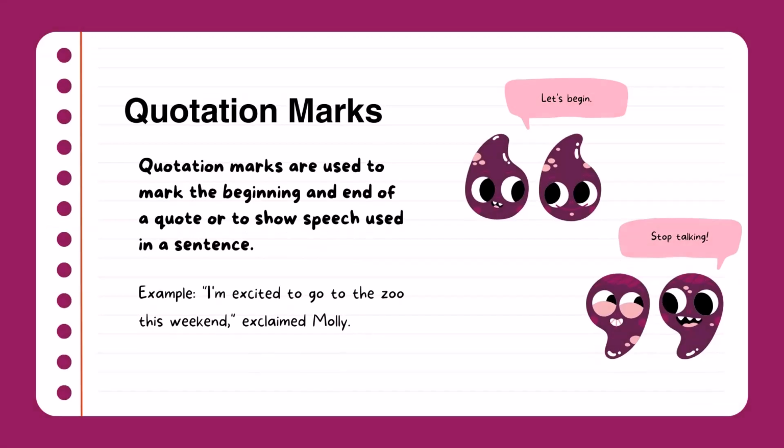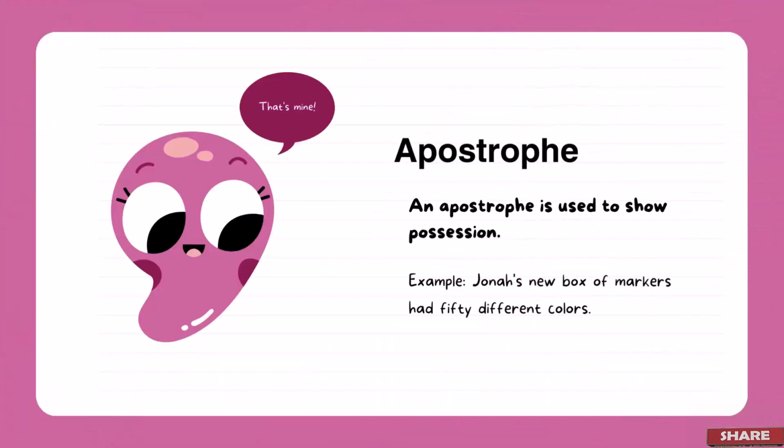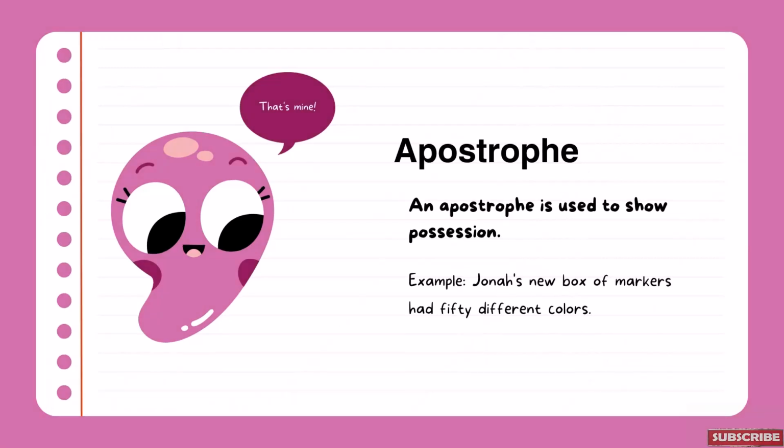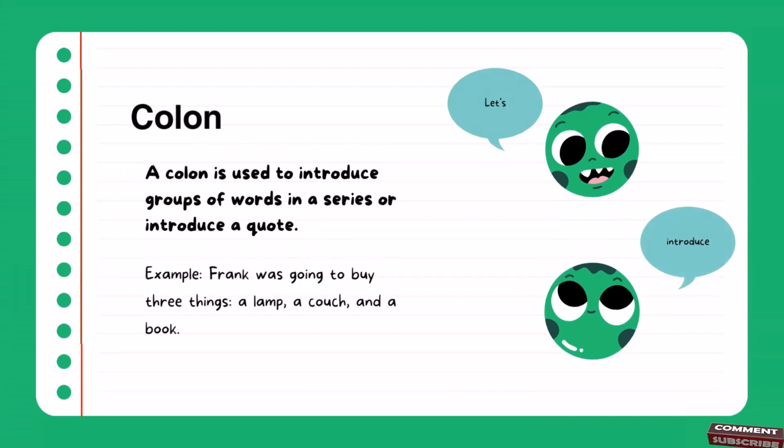Quotation marks. Quotation marks are used to mark the beginning and end of a quote or to show speech used in a sentence. Example: "I am excited to go to the zoo this weekend," exclaimed Molly. Apostrophe. An apostrophe is used to show possession. Example: Jonna's new box of markers had 50 different colors. Colon. A colon is used to introduce groups of words in a series or introduce a quote. Example: Frank was going to buy 3 things: a lamp, a couch, and a book.